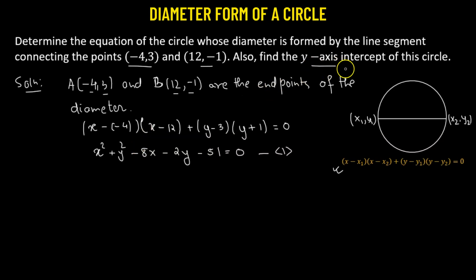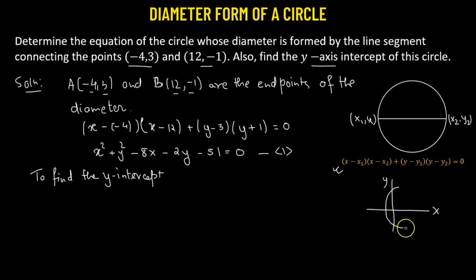Now we also have to find the y-intercept. The y-intercept simply means how much portion of the circle is cutting on the y-axis. If this is the Cartesian plane with the x and y axes, then the circle is going to intersect the y-axis. Our goal is to find the y-intercept value, that means this particular distance.